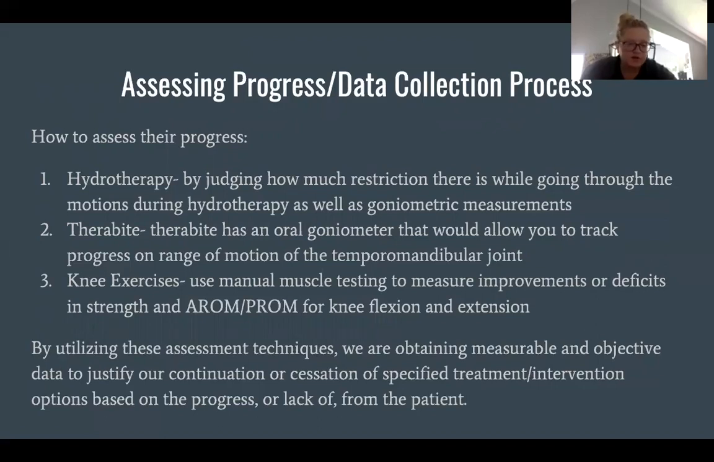And for our third intervention, the knee exercises, we plan on using manual muscle testing to measure improvements or deficits in strength and AROM and PROM for knee flexion and extension. So by utilizing these techniques, we are obtaining measurable and objective data to justify our continuation or cessation of the specified treatment and intervention options based on the progress or lack of progress that we see from the patient.